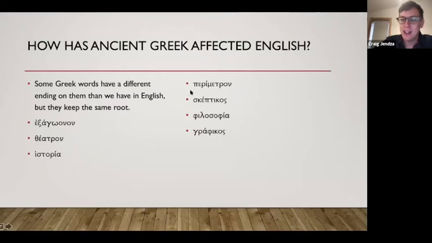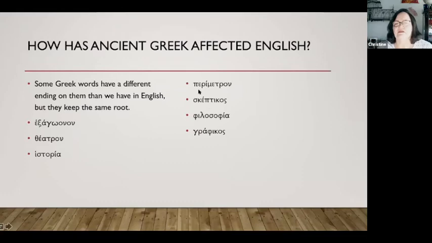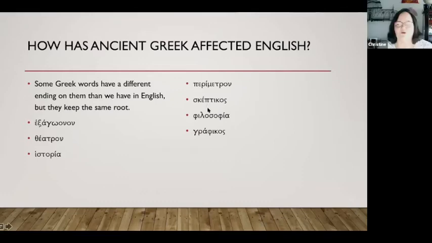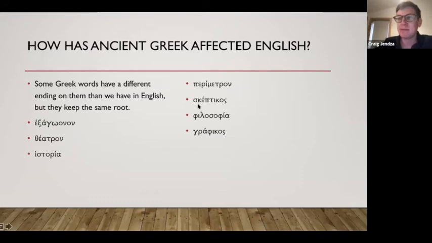P-E-R-I, L-E-E-R-O-N. Perimetron. What is? Perimeter. Oh, okay, a perimeter. And then skeptic, skeptikos, philosophia, and graphikos, so graphic.